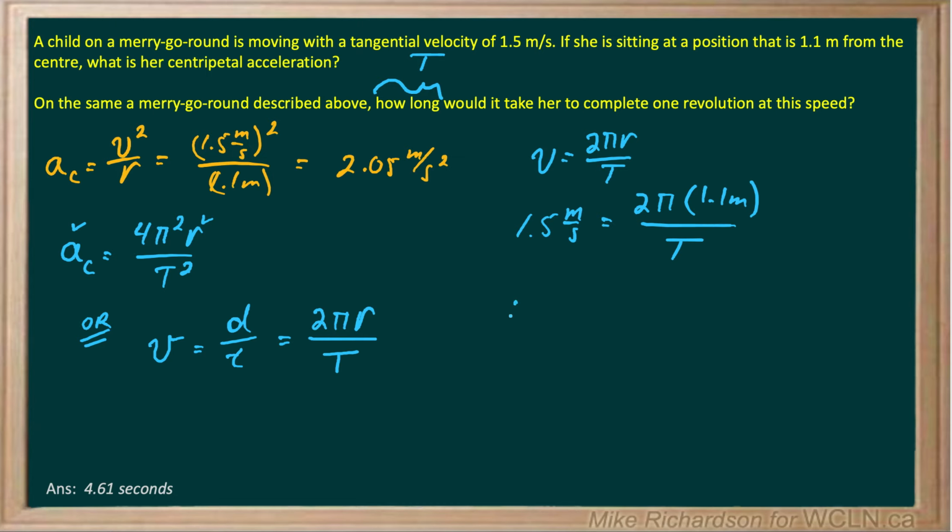So when I solve this for t, multiplying both sides by t first to get it out of the denominator, and then divide both sides by 1.5, I'm going to drop the units at this stage to make it a little clearer. I get 2 pi times 1.1 on the top, and I'm dividing that whole thing by 1.5. And when I do that, I get the period to go around once is 4.61 seconds.